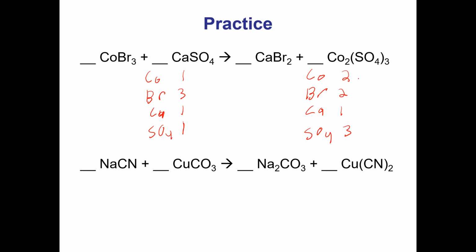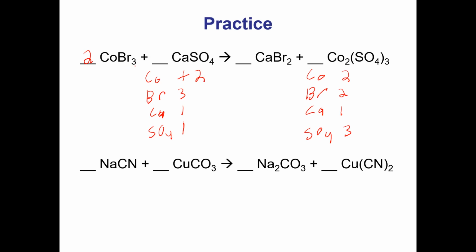So we need to pick somewhere to start. So I'm going to start with cobalt and put a 2 here. Now, you could start in different places. You just have to pick somewhere to start. So I'm just going to go ahead and pick the cobalt since that's listed first and it's only in one place. So if I change cobalt, that gives me 2 cobalts.